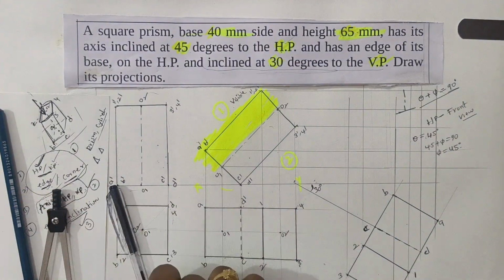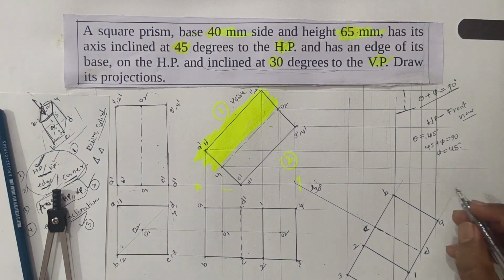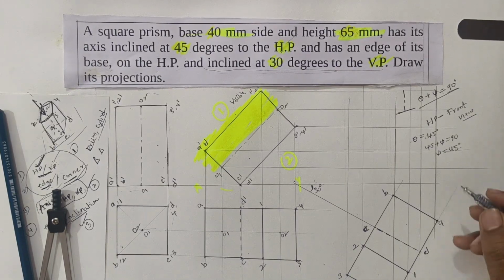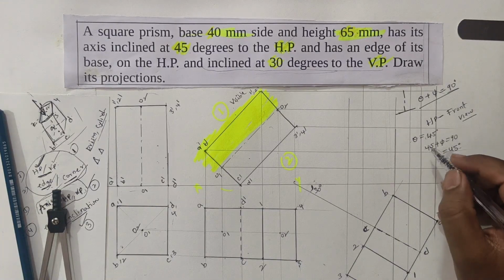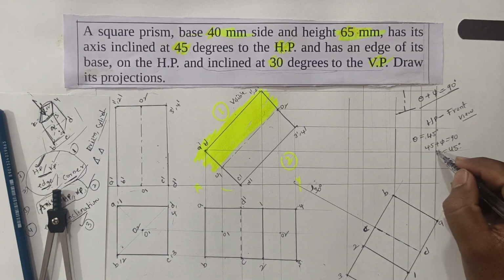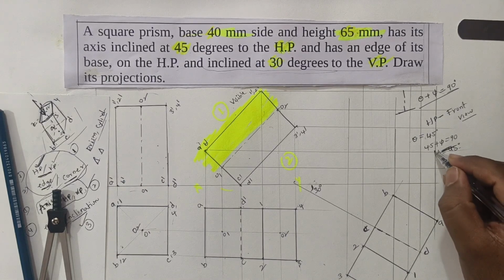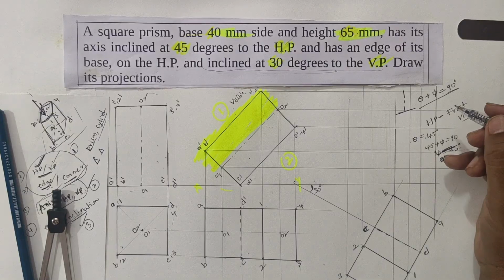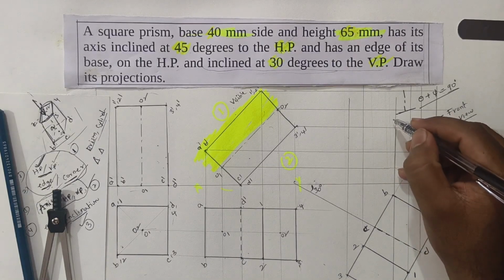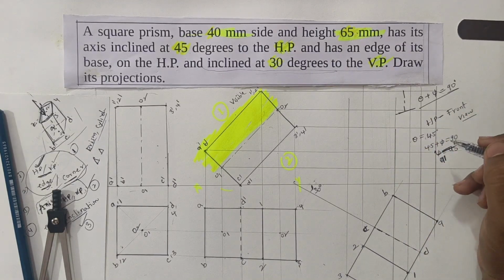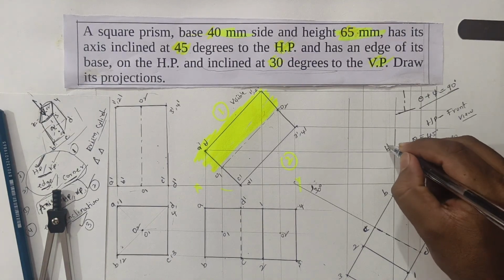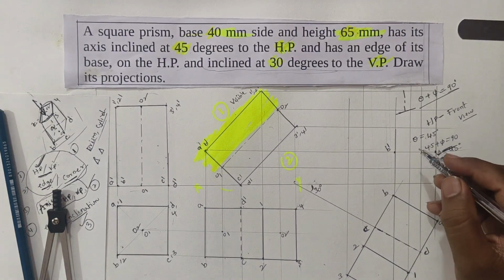Now let us mark each and every point, starting from A. A is on this line. So where is A? A is here. This is point A dash. Now where is the point B? B is on this line, and this is point B dash.